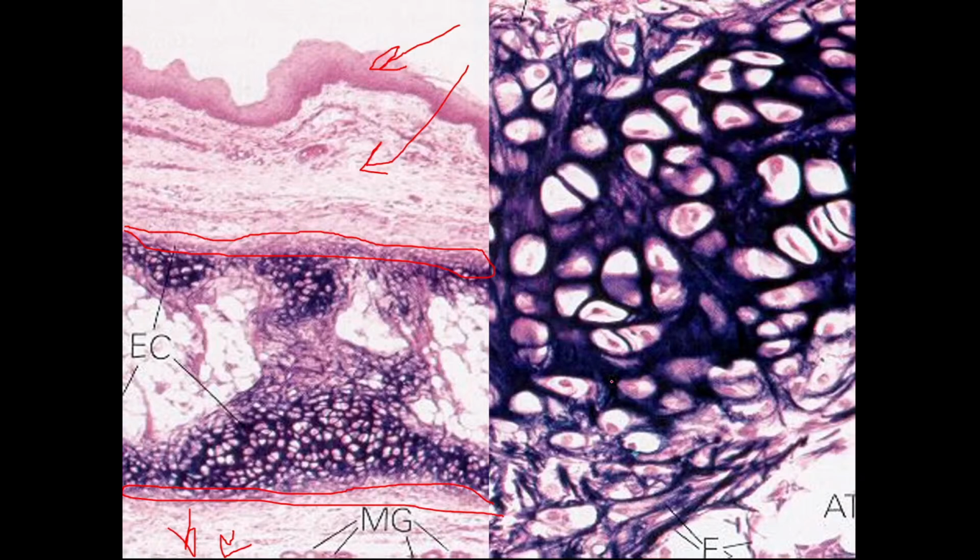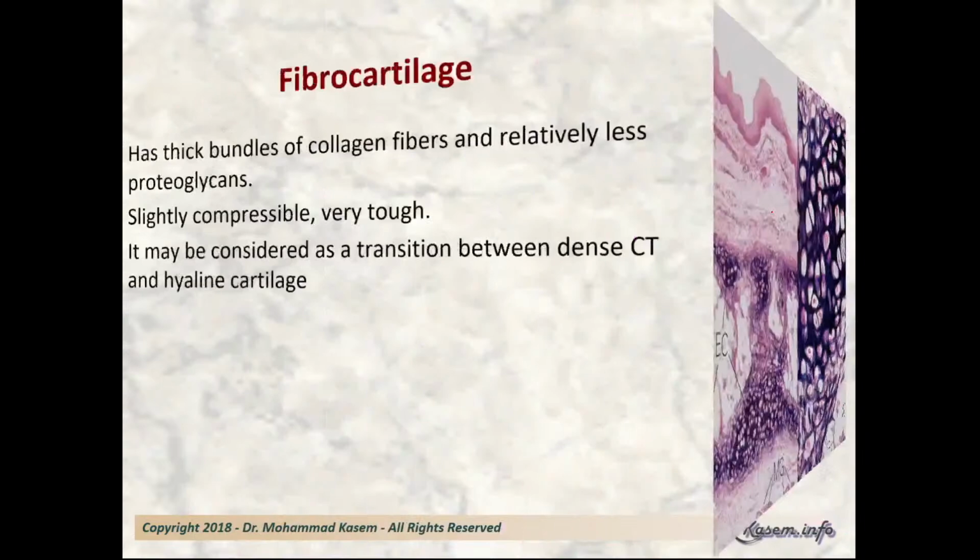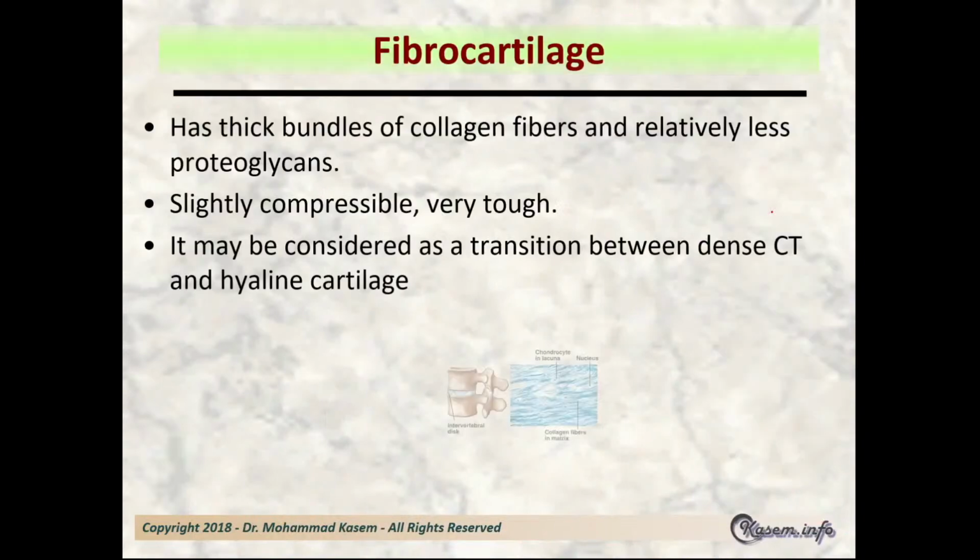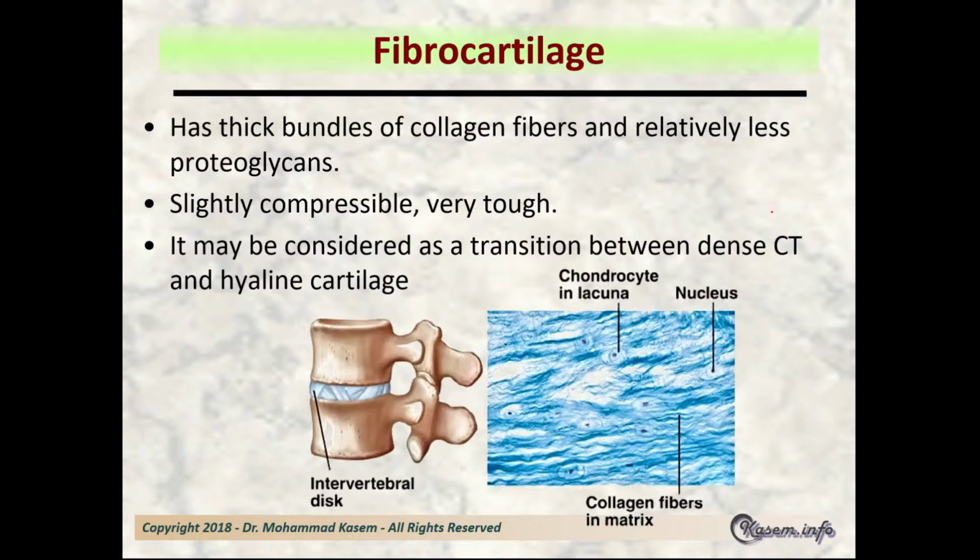And take a look at the high power on the right side here to see the dense condensation of elastic fibers in between the chondrocytes. The third type of cartilage is the fibrocartilage. This one differs greatly from the other types because it doesn't have a perichondrium. This one doesn't possess a perichondrium surrounding like other types of cartilage.